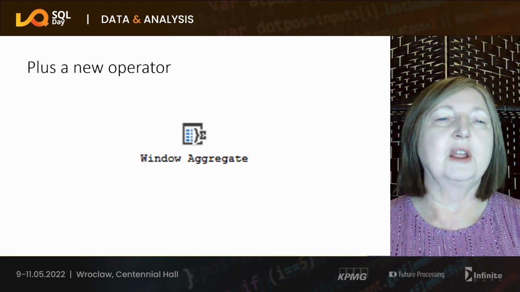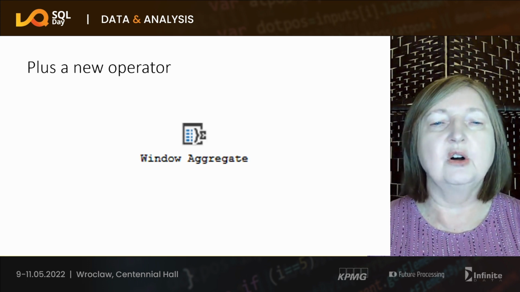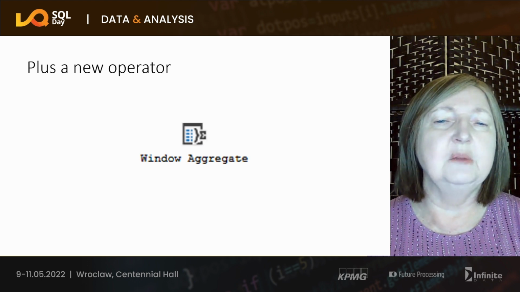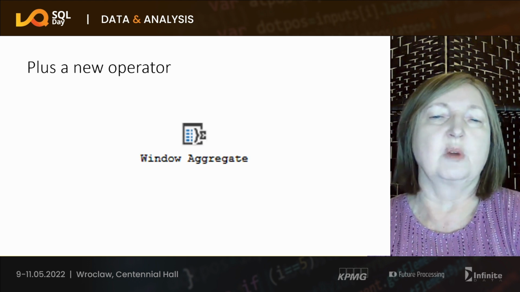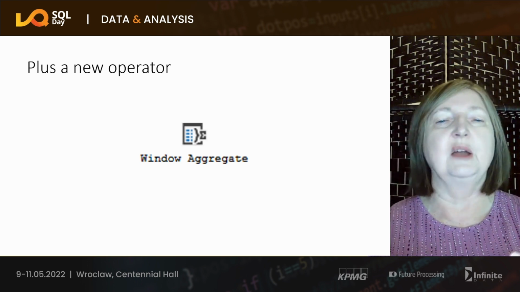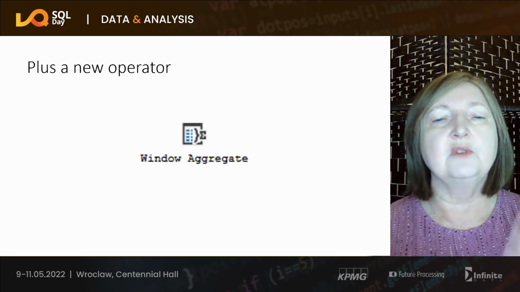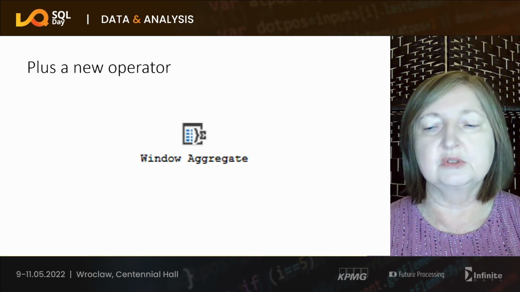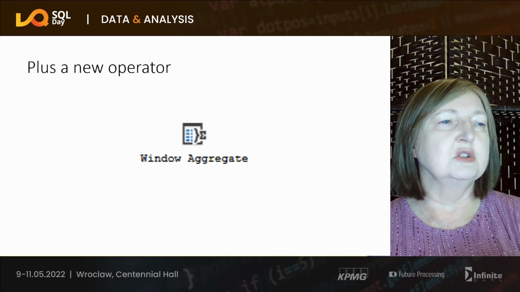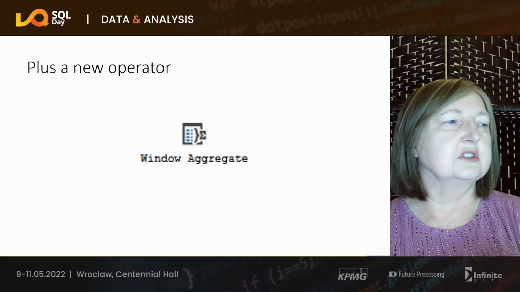There's a new operator that you may have seen called a window aggregate. I have not seen any issues with this one showing up. And in fact, I am very happy when I see that because that means that some newer functionality is being used. Any questions before I move on to the next little section?